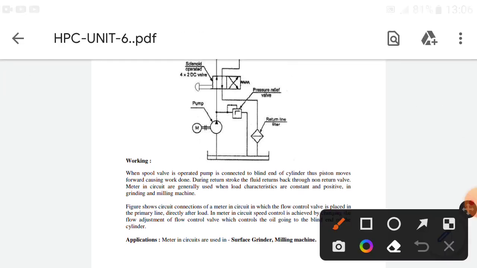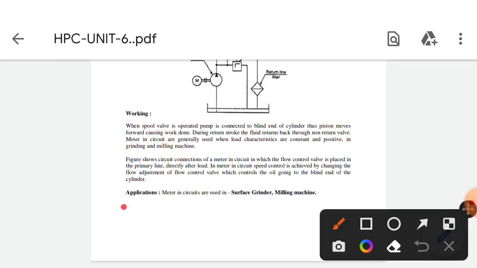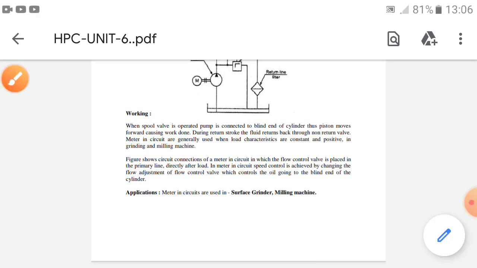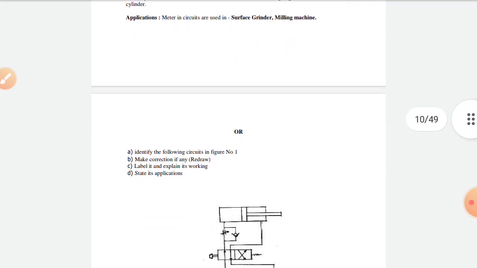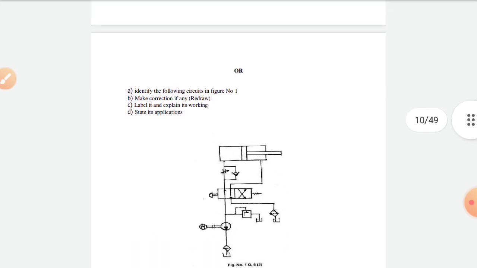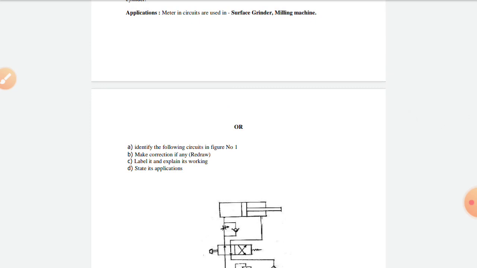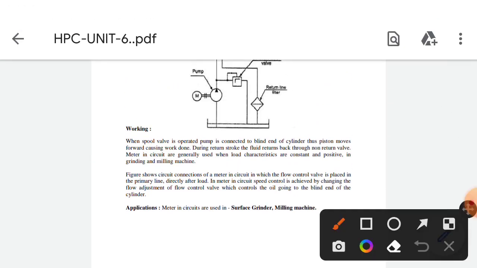So next is applications. Meter in circuits are used in a surface grinder and milling machine. So those are the applications of meter in circuit. Meter in circuits are used in surface grinding and milling machines.